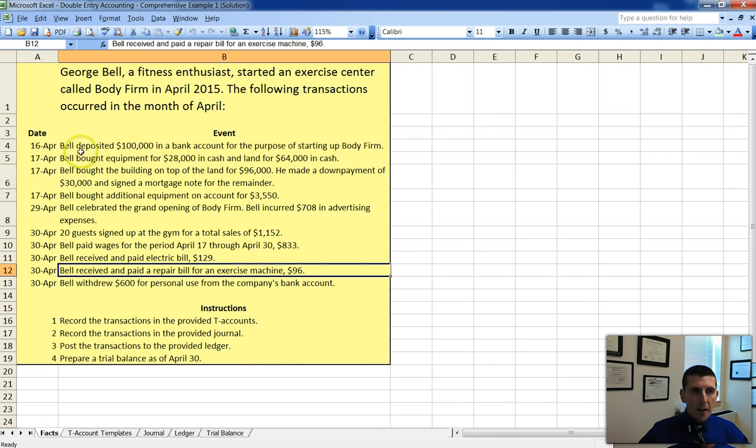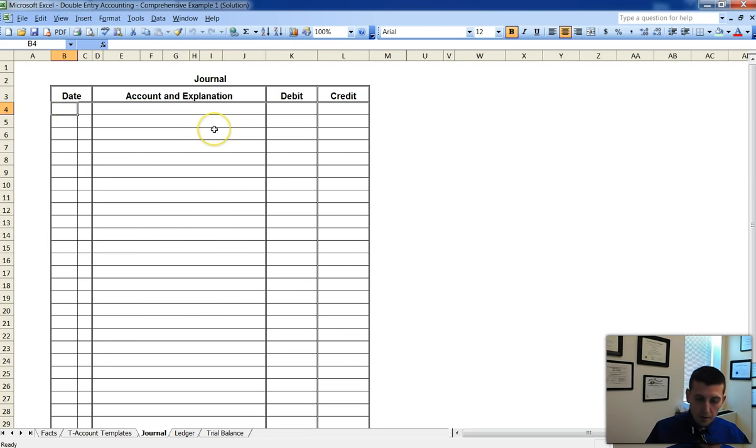So under the facts, on April 16th, Bell deposited $100,000 in the bank account for purposes of starting up the firm. So $100,000 cash went up, $100,000 of equity went up. So we're going to go to our journal and we're going to put this in order of date. April 16th. First we put debits and then we put credits. That is always how debits and credits work. So our debit comes from the cash. Cash, real account, asset. It's going up with a debit. So we're going to debit cash $100,000.